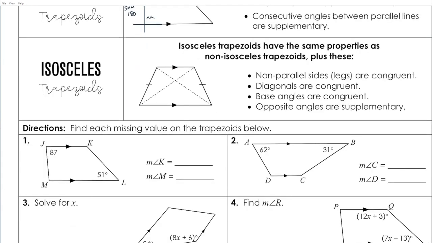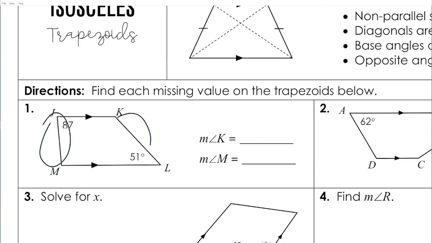For number one, we see this is a non-isosceles trapezoid because our legs do not have congruent tick marks. So what we're going to do is take J and M. We know that these are between parallel lines, so they have to be supplementary. To find the measure of angle M, we are simply doing 180 minus 87, and we end up with 93. Then we're going to do the same thing for angle K, because between our parallel lines, those angles need to be supplementary. 180 minus 51. Angle K is 129.